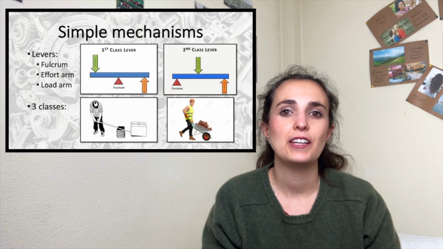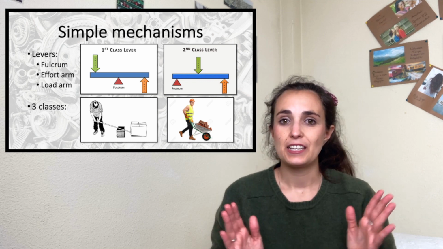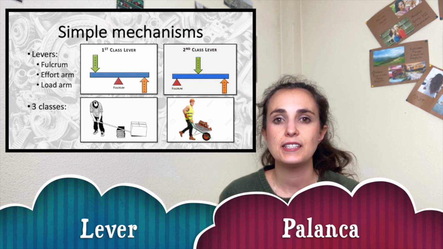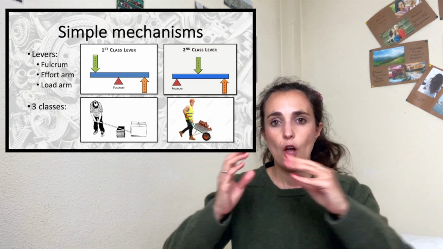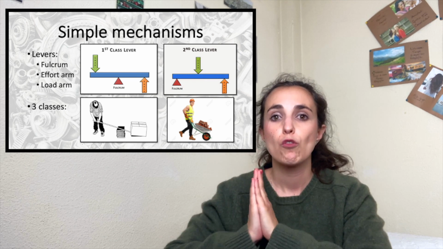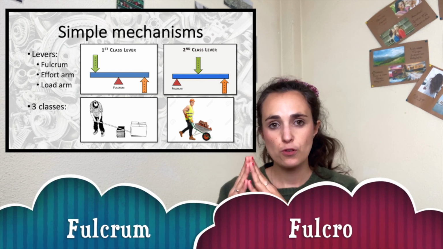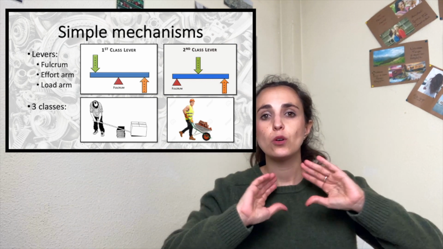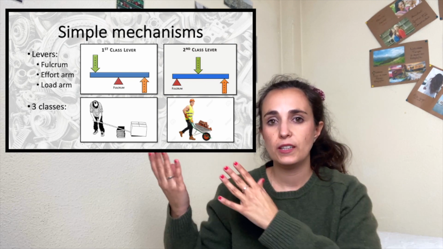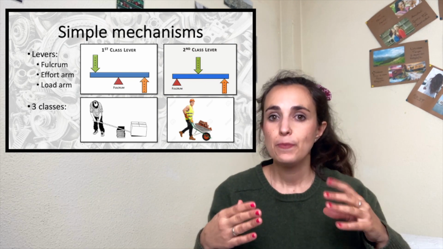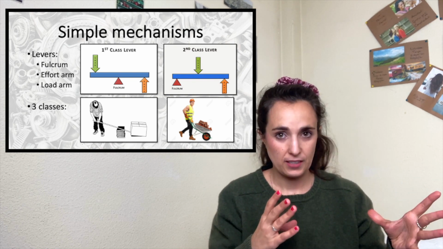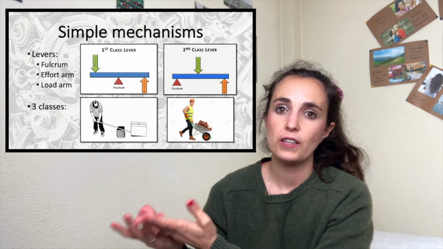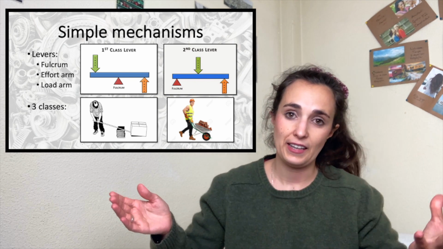But as I told you at the beginning of this video, the example par excellence of a simple mechanism is the lever. A lever is just a rigid bar with a support point called the fulcrum. From that fulcrum we have two arms, the two parts of the bar. One is called the load arm and the other the effort arm. The load arm supports the weight, and the effort arm is the one you use to push or pull and move the object that is in the load arm.